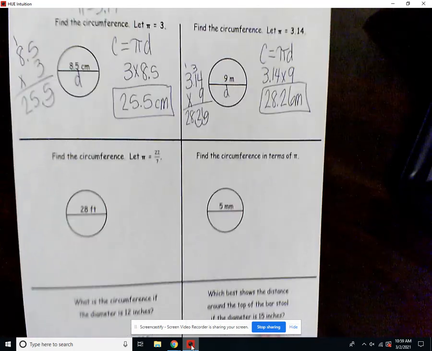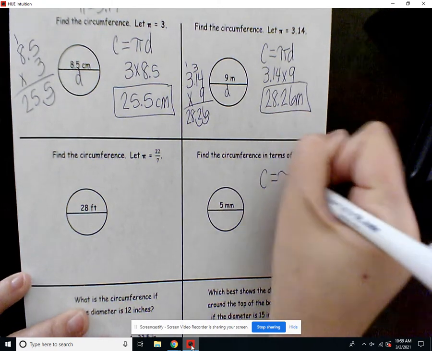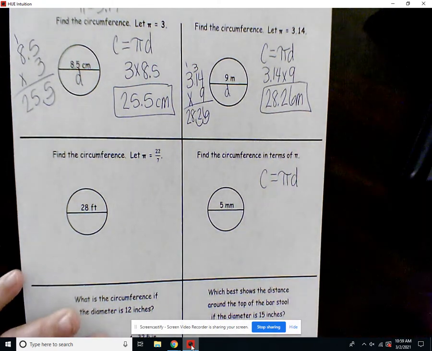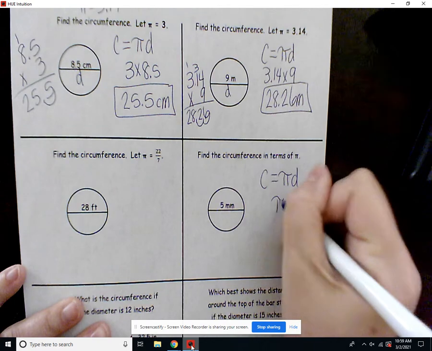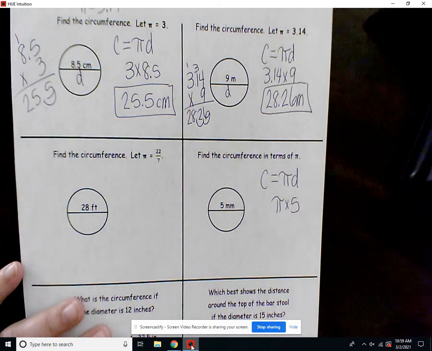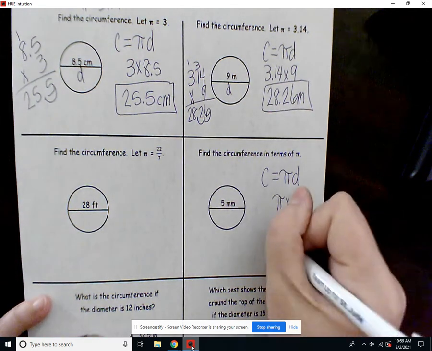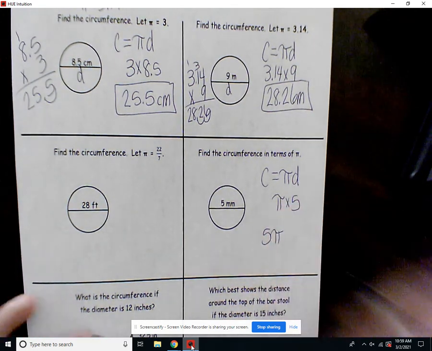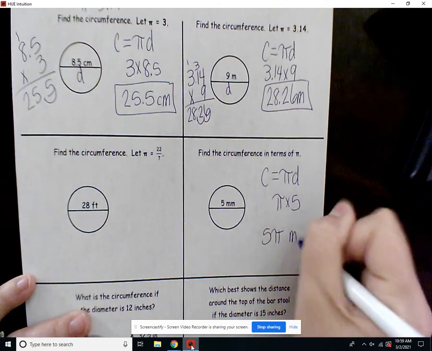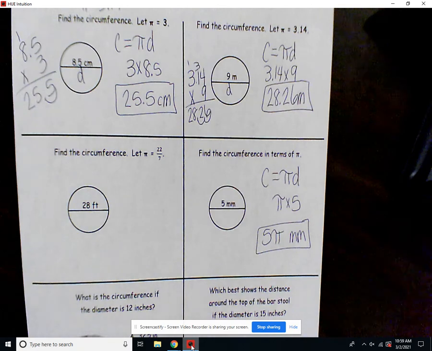All right, so now in terms of pi, again, we start off with the formula, pi d. So we're going to let pi be pi, and then our diameter is 5. This one's kind of weird because before we did some math, and this one, there is no math. So for this one, in terms of pi, my answer is 5 pi millimeters. Okay, so in terms of pi, we just leave the symbol in the answer.